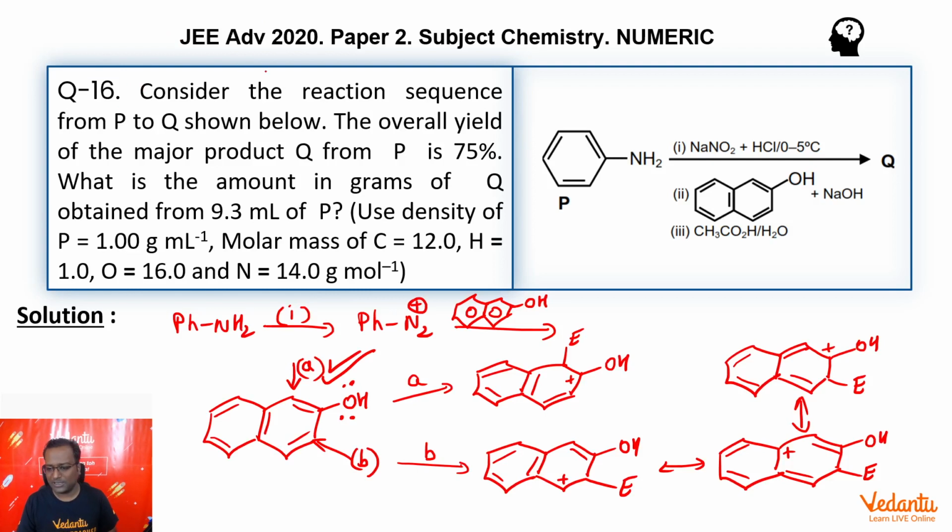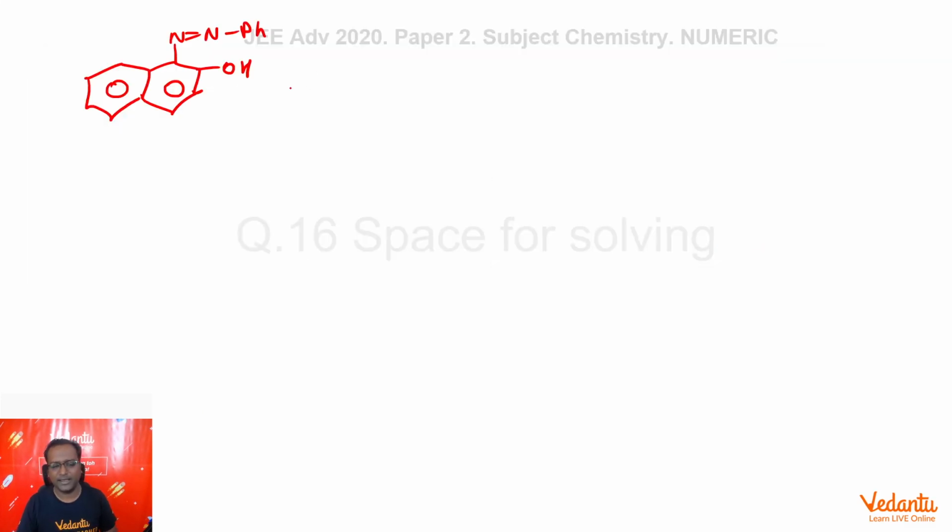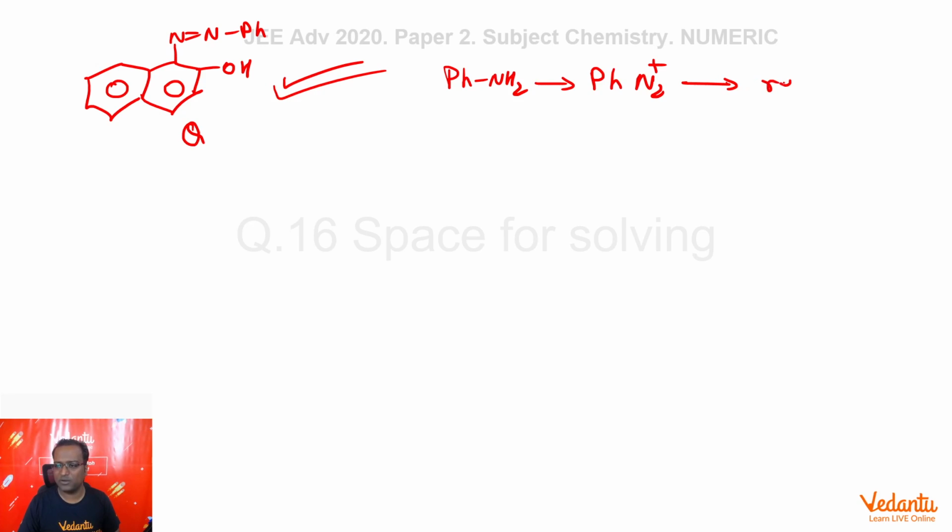So we have understood that PhN2+ will come and attach here. Let's go back to our question. The last step was acidification with water. Acidification with water essentially just gets rid of the cations present in the system, mild acidification. So this is your final answer. This is your product, that is Q. As we saw, 1 mole of PhNH2 gives us 1 mole of PhN2+, and therefore this gives us 1 mole of red dye. So 1 is to 1 is to 1.